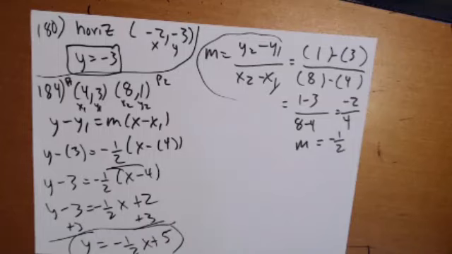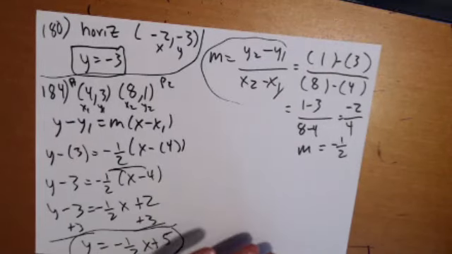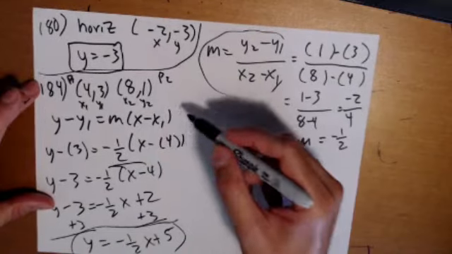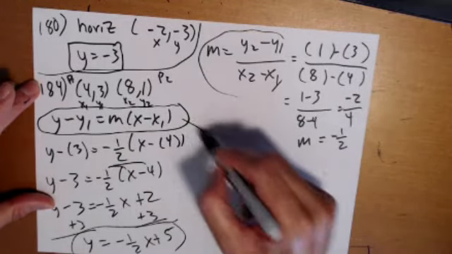Let's go to 196. I don't think there's enough room here. 196: find an equation of a line parallel, but through that other point. Again, you're going to find in 196, it's all about this formula right here.